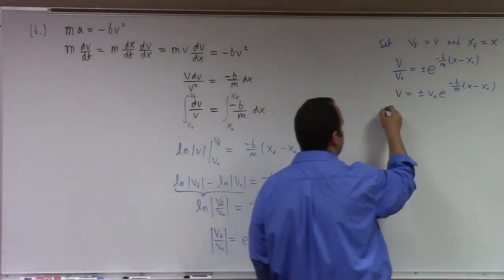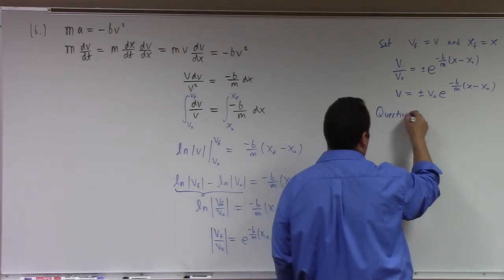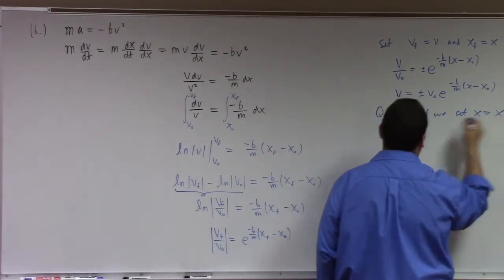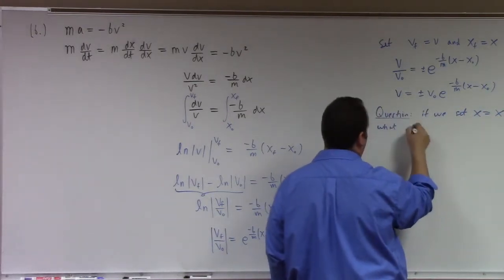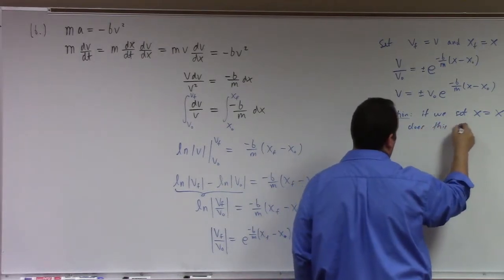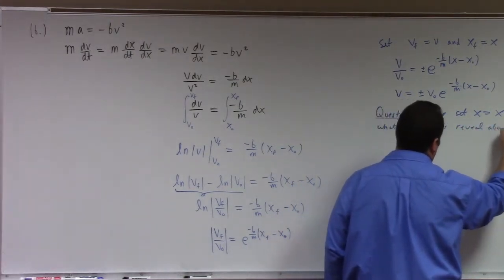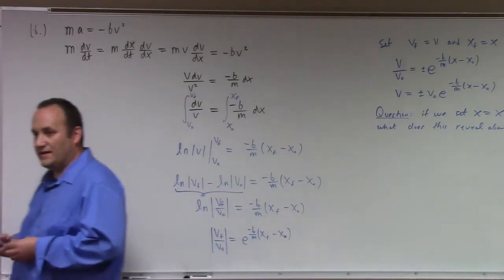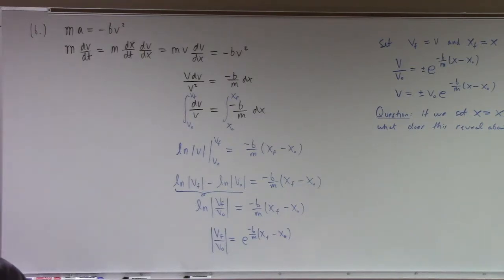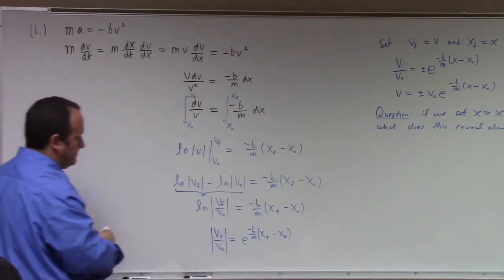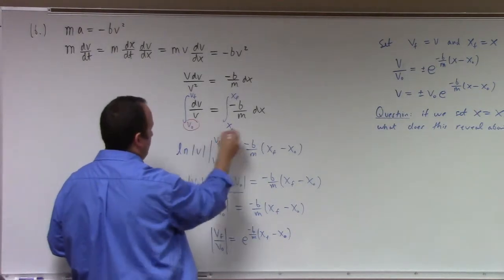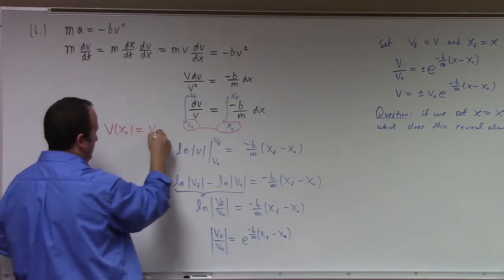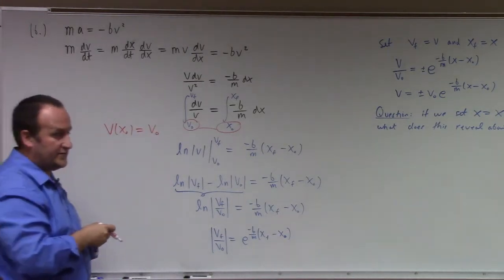So my question, if we set x equal to x naught, what does this reveal about the plus minus? What is the meaning of v naught as it relates to x naught? What is v of x naught equal to? How are these connected? I mean, we're saying v of x naught is equal to what? v naught, right? By assumption.